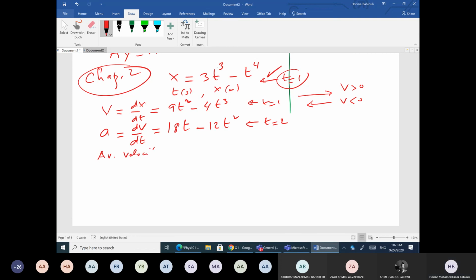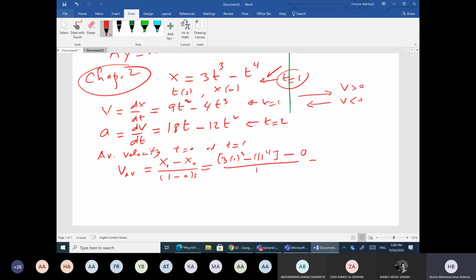It says find the average velocity between t equal to 0 and t equal to 1 second. You just say average velocity is x at t equal to 1 second minus x at t equal to 0, divided by 1 minus 0 second, that is t final minus t initial. X at 1 second is 3 times 1 cube minus 1 to the fourth, which is 2. X at t equal to 0 is 0. So it will be 2, and this is velocity in meters per second.